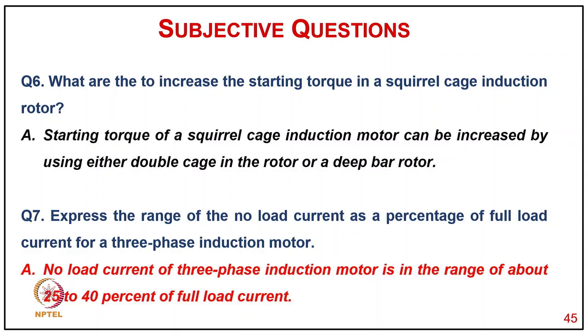So what are the ways to increase the starting torque in a squirrel cage motor? Now, the starting torque of a squirrel cage motor can be increased by using either a double cage or deep bar rotor.